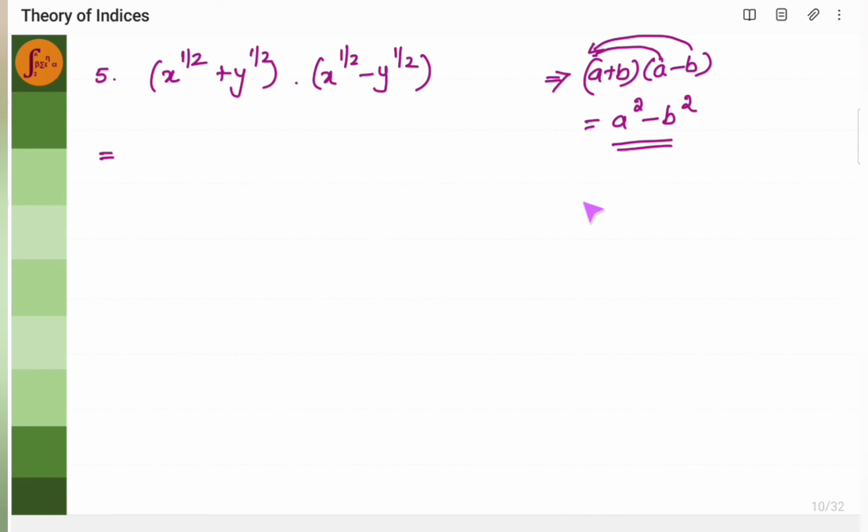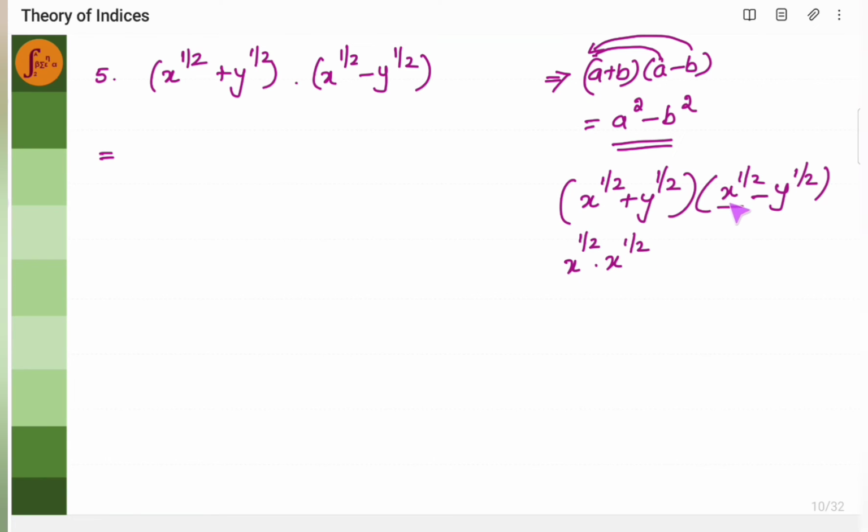See, if I multiply this 1 by 1, (x to the power half plus y to the power half) into (x to the power half minus y to the power half). If I multiply, I'll get like this. This one I'll multiply with this. So I'll get x to the power half into x to the power half. Then x with this: x to the power half into y to the power half. Now, next, this one I'll take. Y with this. So I'll have x to the power half into y to the power half. And there is minus here. The next one again, minus and minus. Minus and plus is minus. So I'll get y to the power half into y to the power half.